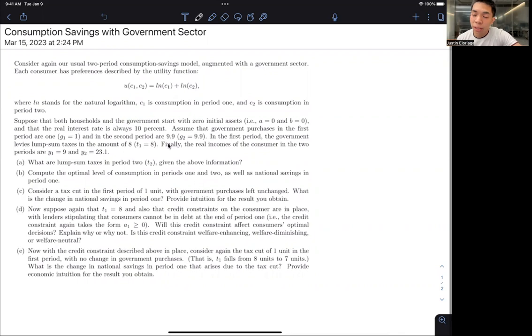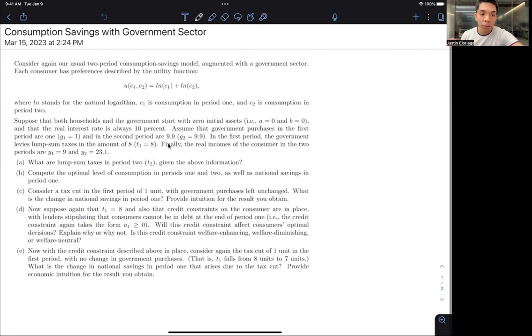In particular, we're going to discuss and pin down this concept of the Ricardian equivalence, which governs these consumption savings models when taxes are in play, particularly how consumption and taxes play a role, and how it relates to this concept of national savings.